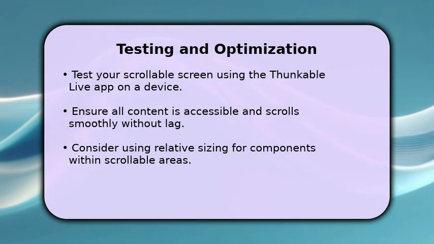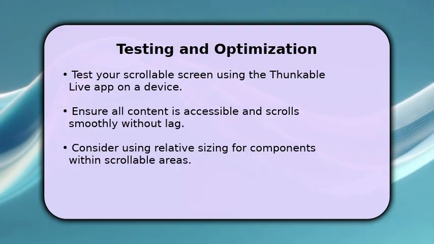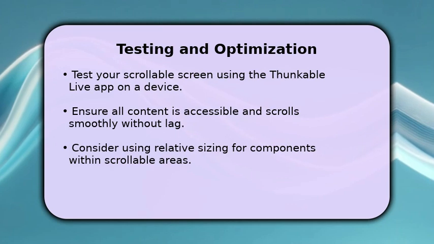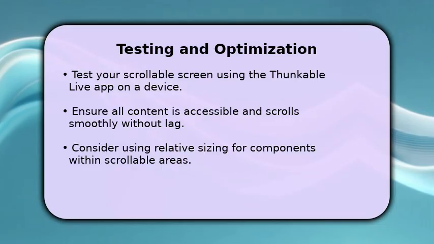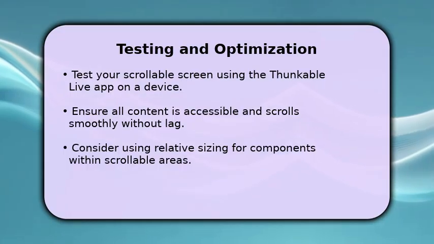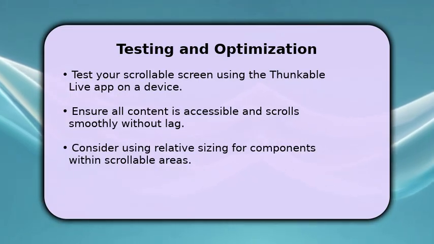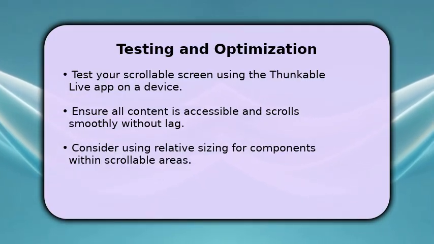After implementing scrolling, it is vital to test your app thoroughly. Use the Thunkable Live app on a physical device to experience the scrolling firsthand. Verify that all content is easily reachable and that the scrolling motion is fluid and responsive. For optimal performance across various screen sizes, consider using relative sizing for components within your scrollable sections, ensuring a consistent user experience.